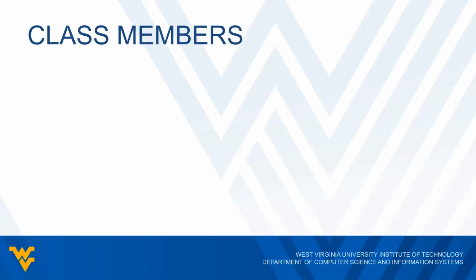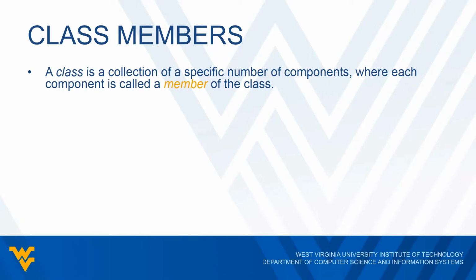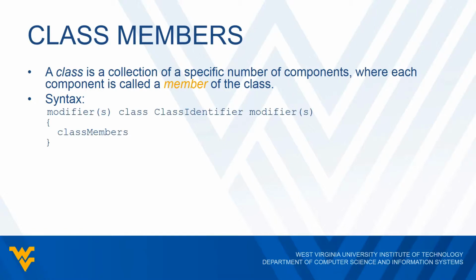Formally speaking, a class is simply a collection of some number of components, and each component is called a member of the class. Here's the official syntax. We've seen some examples already, but here's the syntax of our actual class. We'll have some set of modifiers, the keyword class, the name of the class, possibly some modifiers afterwards, a pair of curly braces, and then any number of class members we want inside the class.